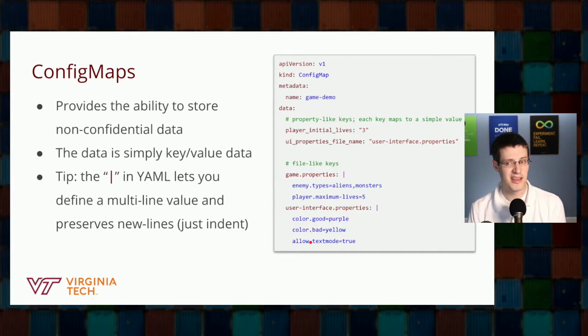Now again, at the end of the day, it's just a key value map. Okay, these aren't creating files anywhere or doing anything, and you don't have to name it .properties or anything like that. At the end of the day, when I create this config map, my config map will have four keys to it: player_initial_lives, ui_properties_file_name, game.properties, and user-interface.properties. That's it. Okay. What you do with that config map is kind of up to you.